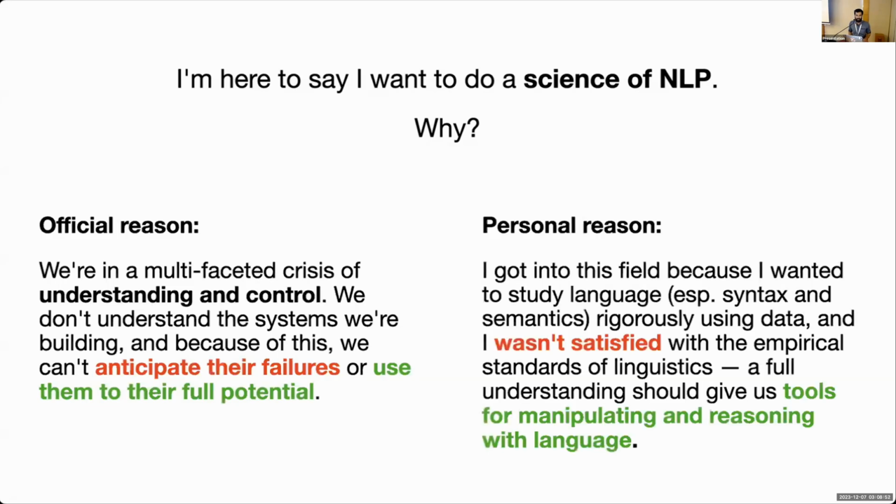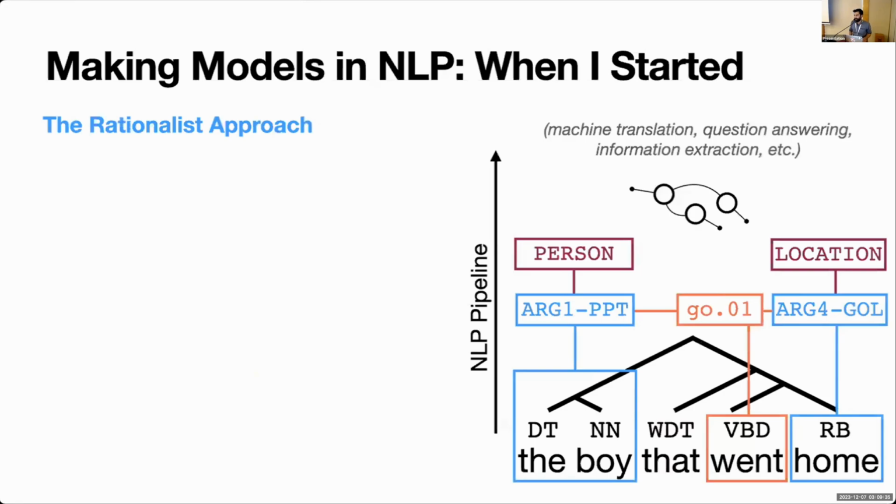But there's also a personal reason, which gets at my question I asked Ray earlier about rage. I got into this field because I really love language, and I really wanted to study syntax and semantics and figure out how it worked. But I was really not satisfied with the evidential and epistemic standards of linguistics. And I wanted to use data. I was basically thinking if we want a proper theory of language, the theory should give us handles to manipulate and reason with language in the same way that we do with code or other systems that we fully understand. And I wasn't seeing a way to do that using approaches in linguistics. So I came into NLP from that perspective, and then I realized we're not doing that in NLP either.